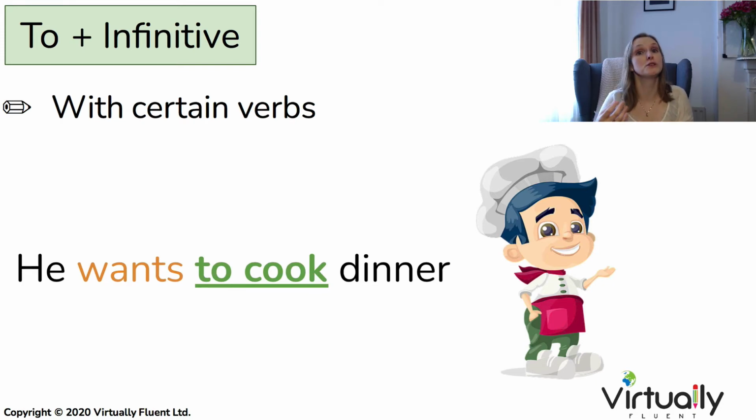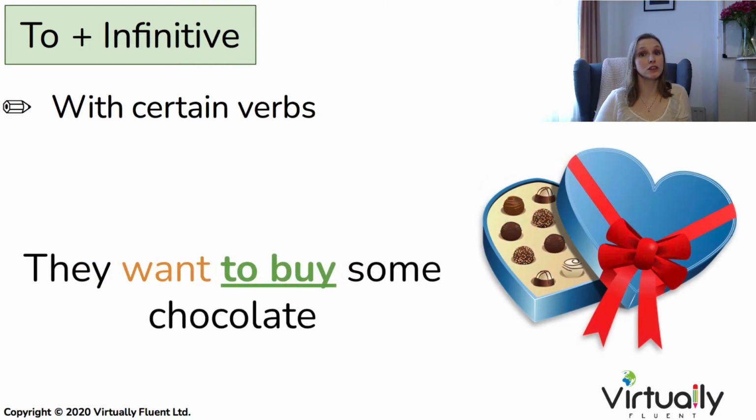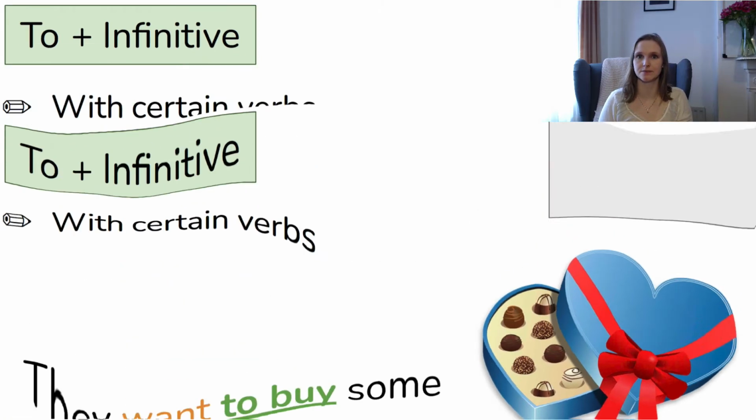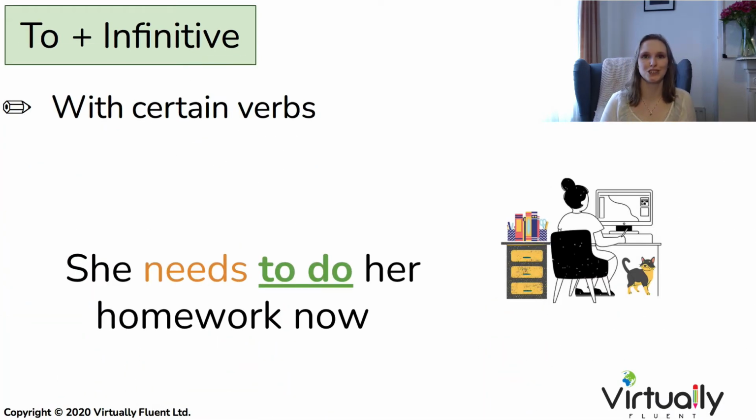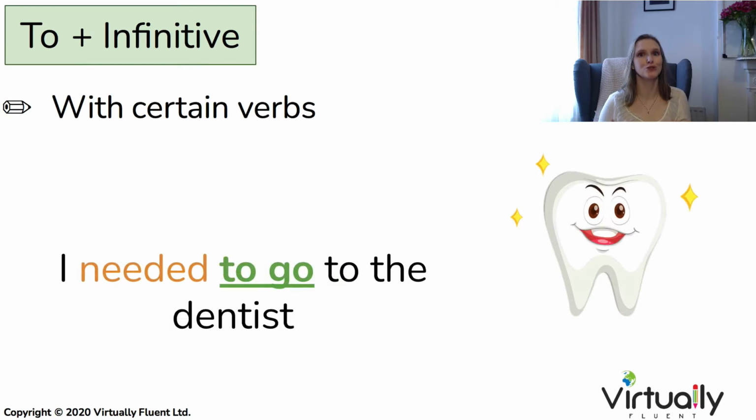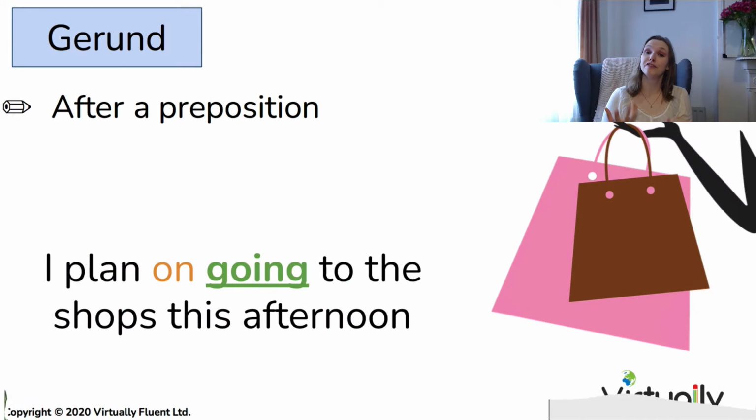So for example, the verb to want is always followed by to plus infinitive. He wants to cook dinner. They want to buy some chocolates. Another verb that is always followed by to plus infinitive is need. She needs to do her homework now. I needed to go to the dentist. Remember, it doesn't matter what tense that first verb is in, it will always be followed by to plus infinitive, need and want.